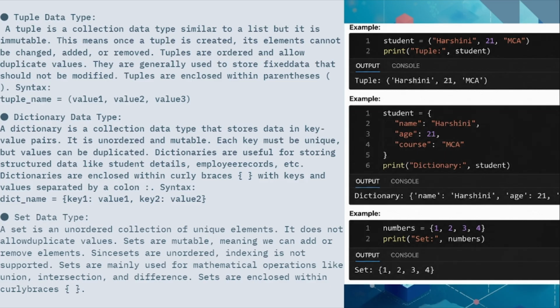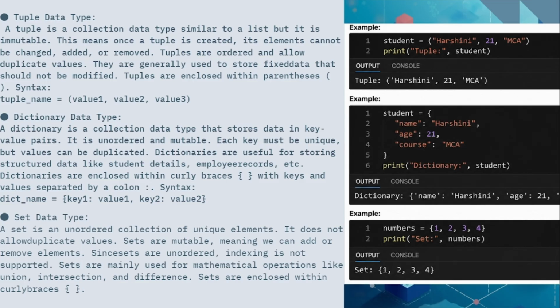So if you want to perform any operation on tuples, you have to convert it to a list, then you can perform any operation. They are generally used for storing fixed data that should not be modified. Tuples are used for storing fixed data like student details. Student roll number cannot be modified, so we use tuples to store that.